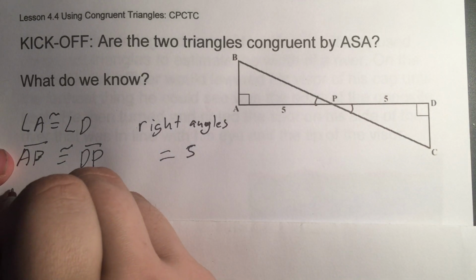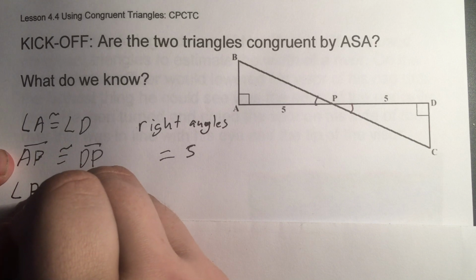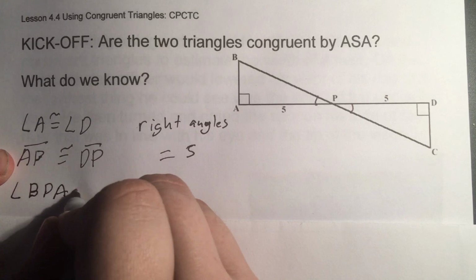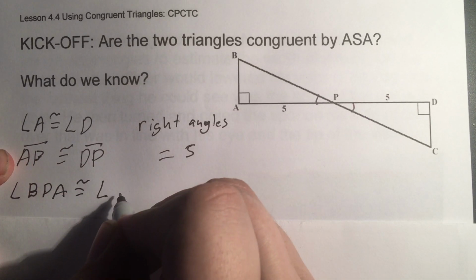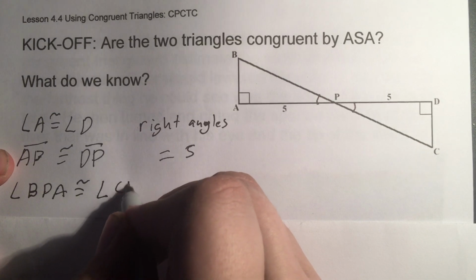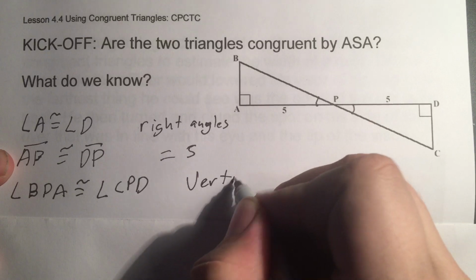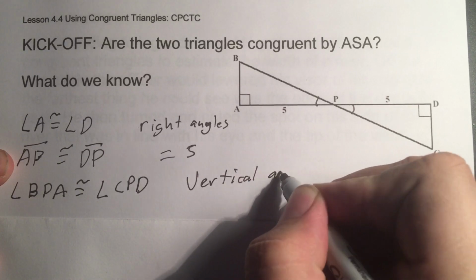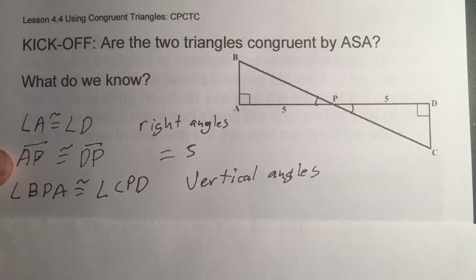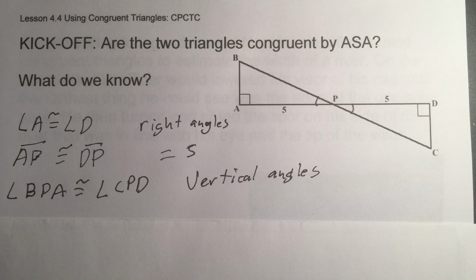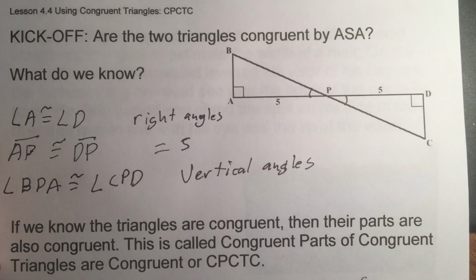So we can say that angle BPA is congruent to angle CPD because those are vertical angles. Keep in mind, vertical angles are an easy one to prove by looking at it, just like reflexive is an easy side to prove. So keep those in mind.